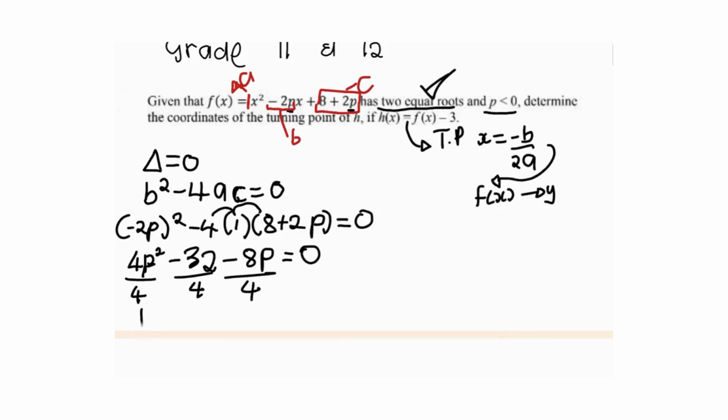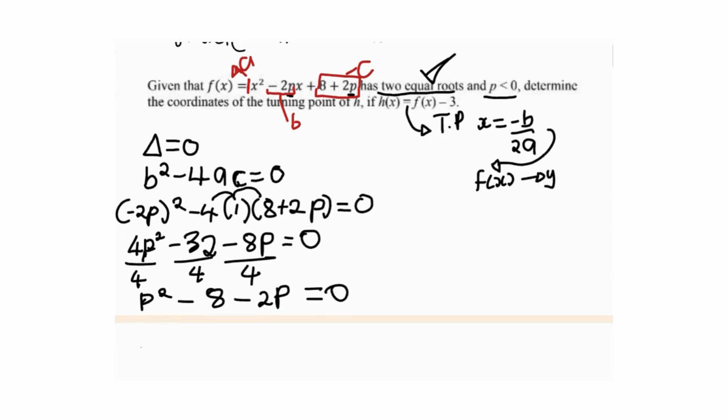Then we are left with p squared minus 32 divided by 4. It's going to be 8, I think. Yes, 32 divided by 4 is 8. And then negative 8 divided by 4 would be negative 2p equals 0. I'm rewriting that as a quadratic in standard quadratic form.